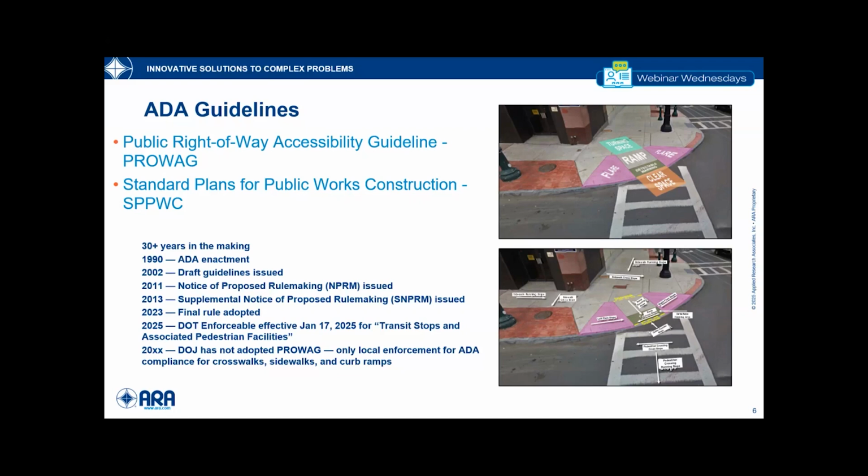Before that, there's been a lot of different setups for guidance for ADA ramps, and the one that we've used is the standard plans for public works construction. So we're going to talk about those today, but they're very similar to PROWAG. In fact, they share the same terminology and the same measurements. Locally, you may have different specifications for ADA ramps. The biggest thing, though, is that the DOJ, the Department of Justice, has not adopted PROWAG yet. So really, there's only local or state enforcement of ADA compliance.